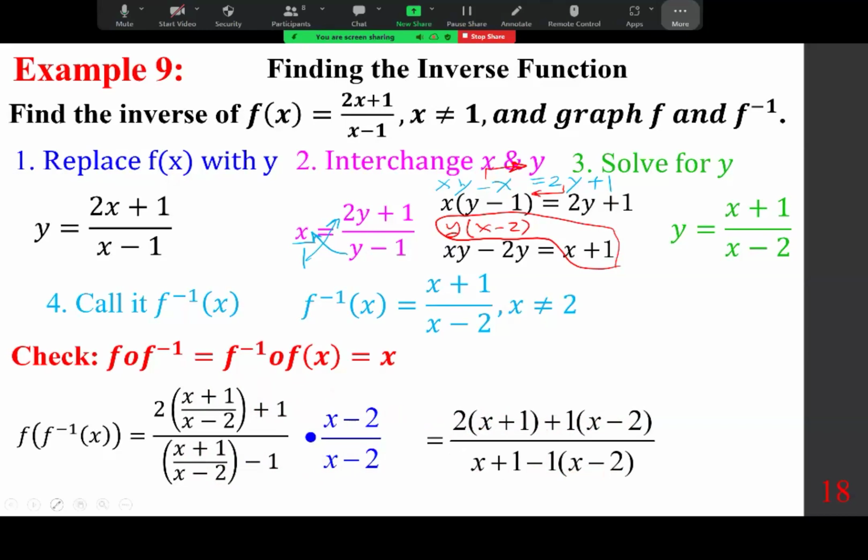So what do we have here? Two x plus 2 plus x minus 2. So we have 3x here. Over here we have x plus 1 minus x plus 2, and the denominator is 3. 3x over 3 is x. We proved their composite function is x, so we don't have to worry about that.